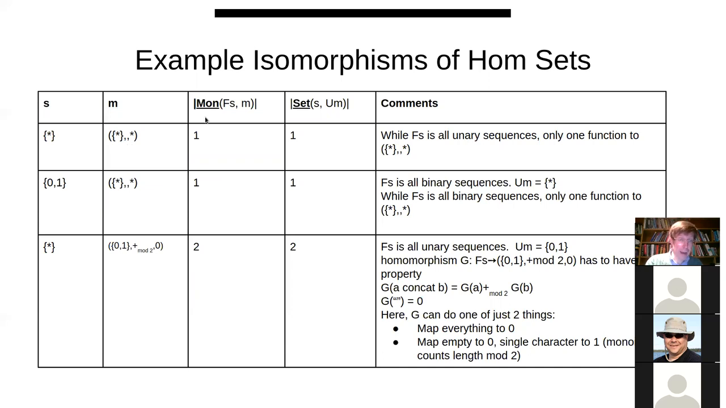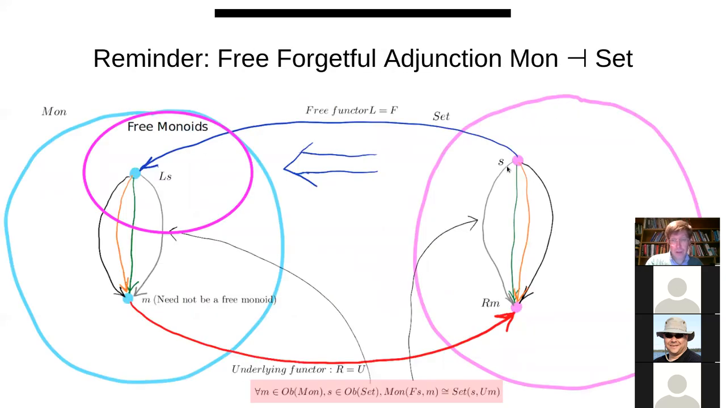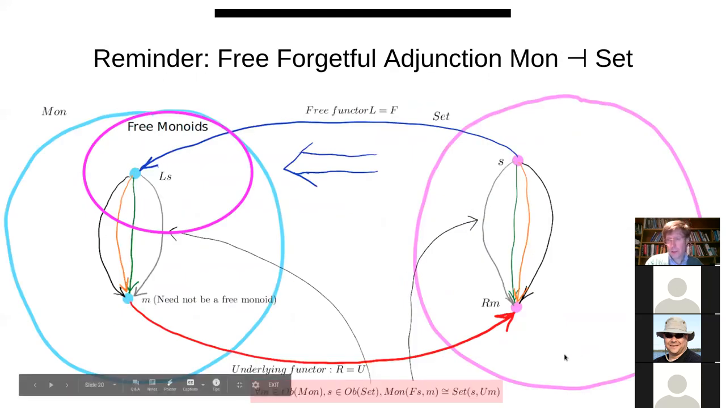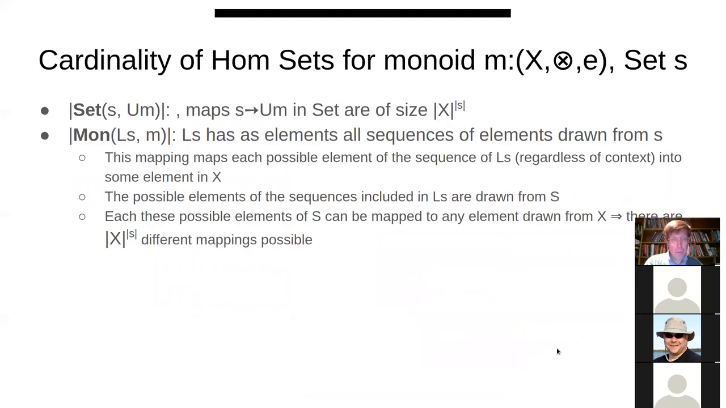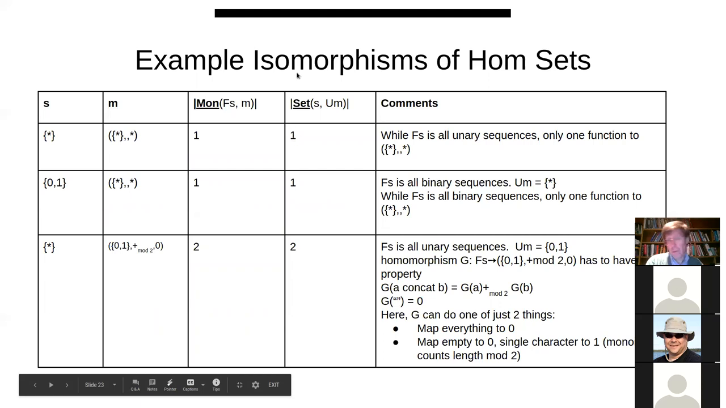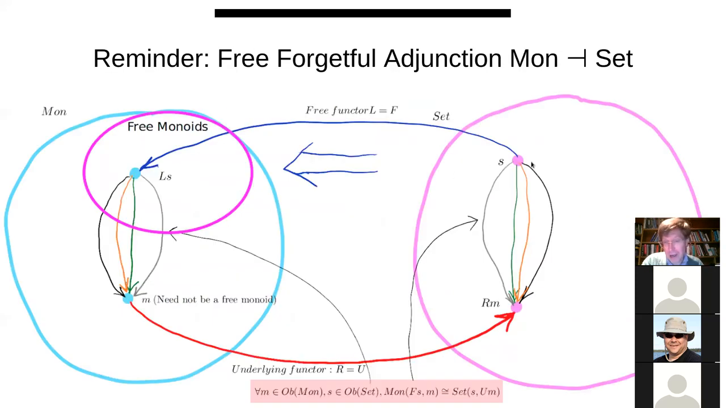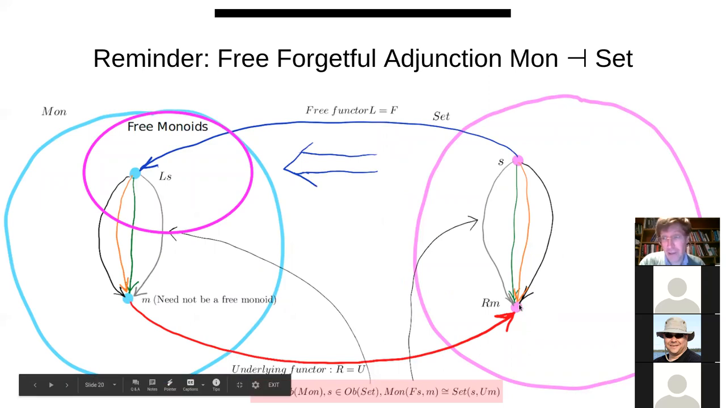Okay, so let's do the set one first. This is pretty easy. From the set one, we have one element in this set, and the underlying set of M only has one element too. So all we have is one choice. There's one choice to rule them all. So the functions here, there's only one. It just maps the only element here to the only element there. The function has no choice.